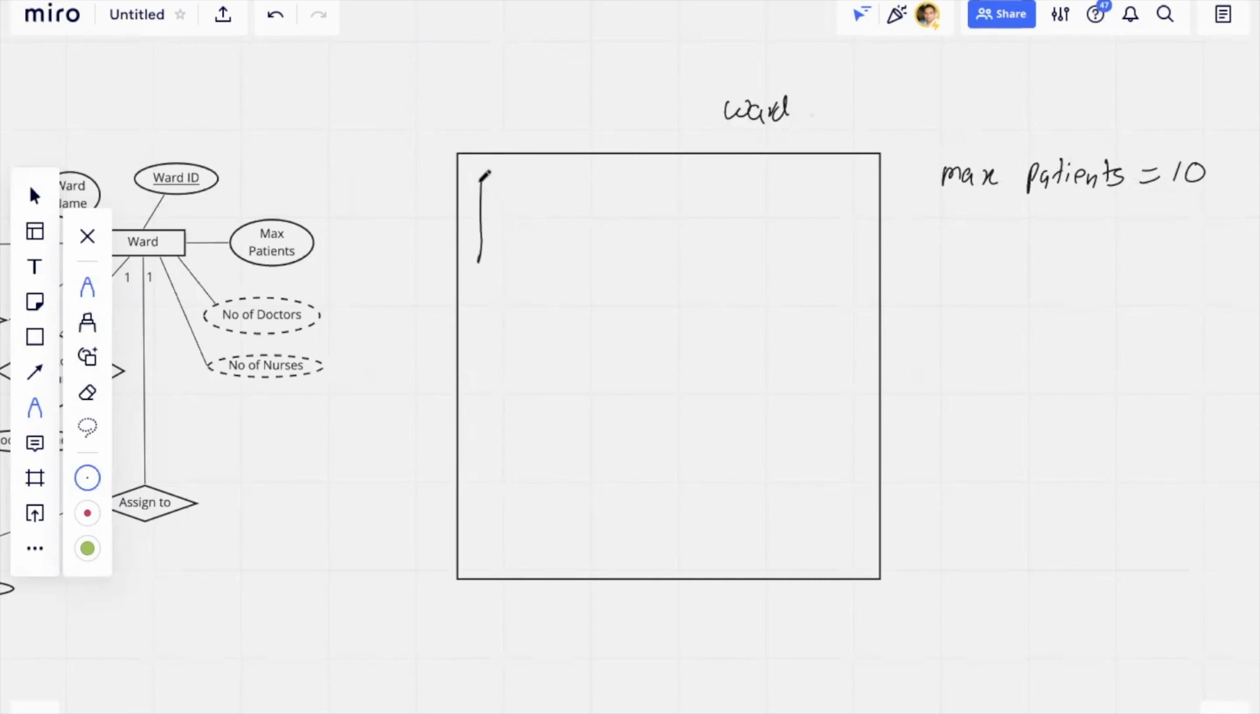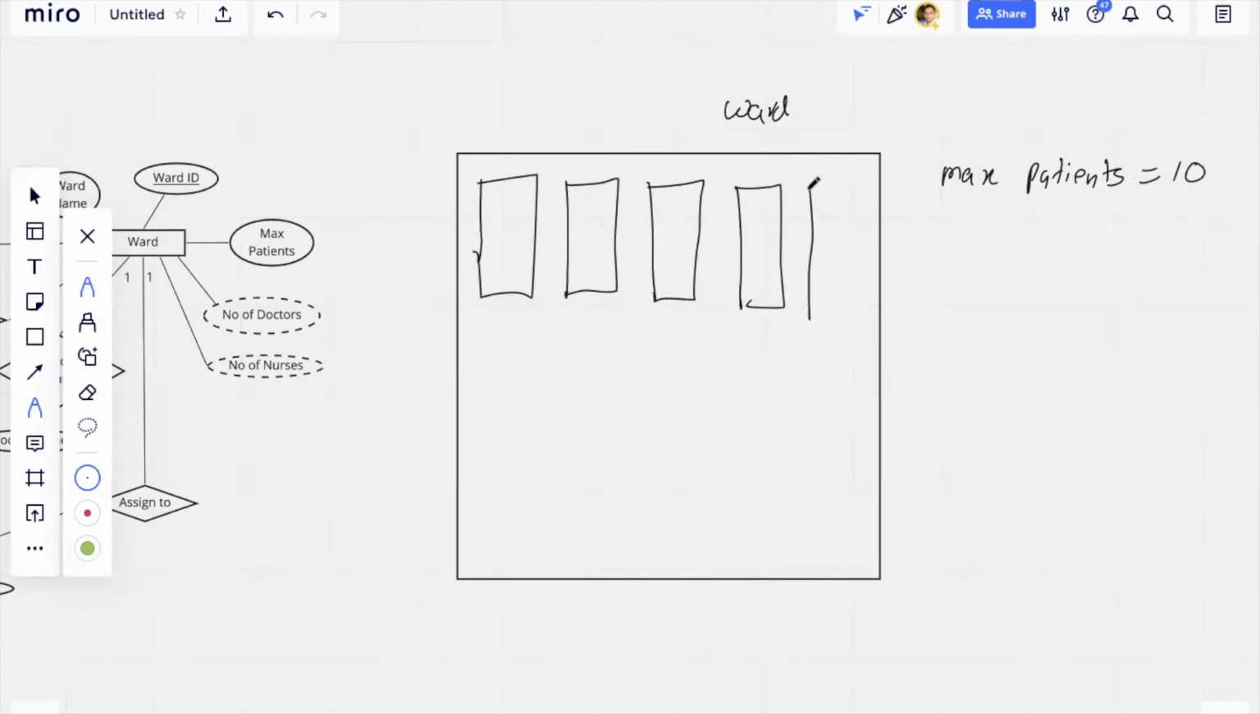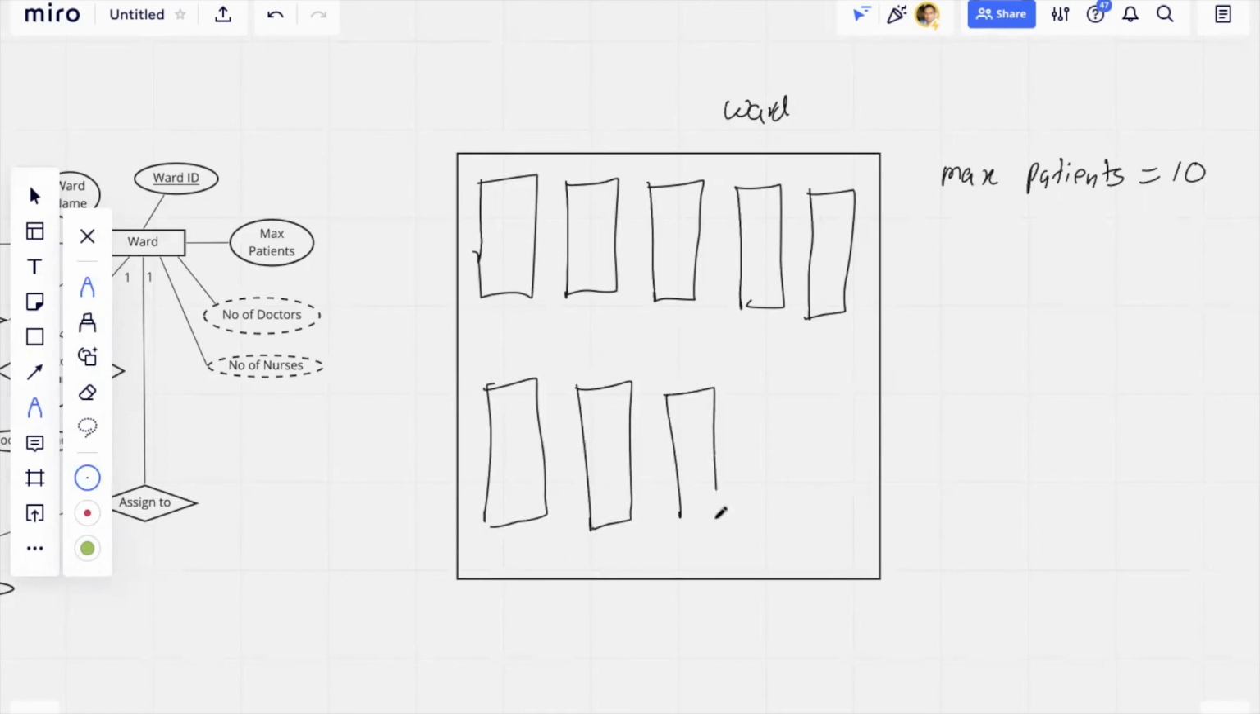So let's draw the beds: 1, 2, 3, 4, 5, 6, 7, 8, 9, and 10. Okay, there are 10 beds available, and therefore you can allocate a maximum of 10 patients.